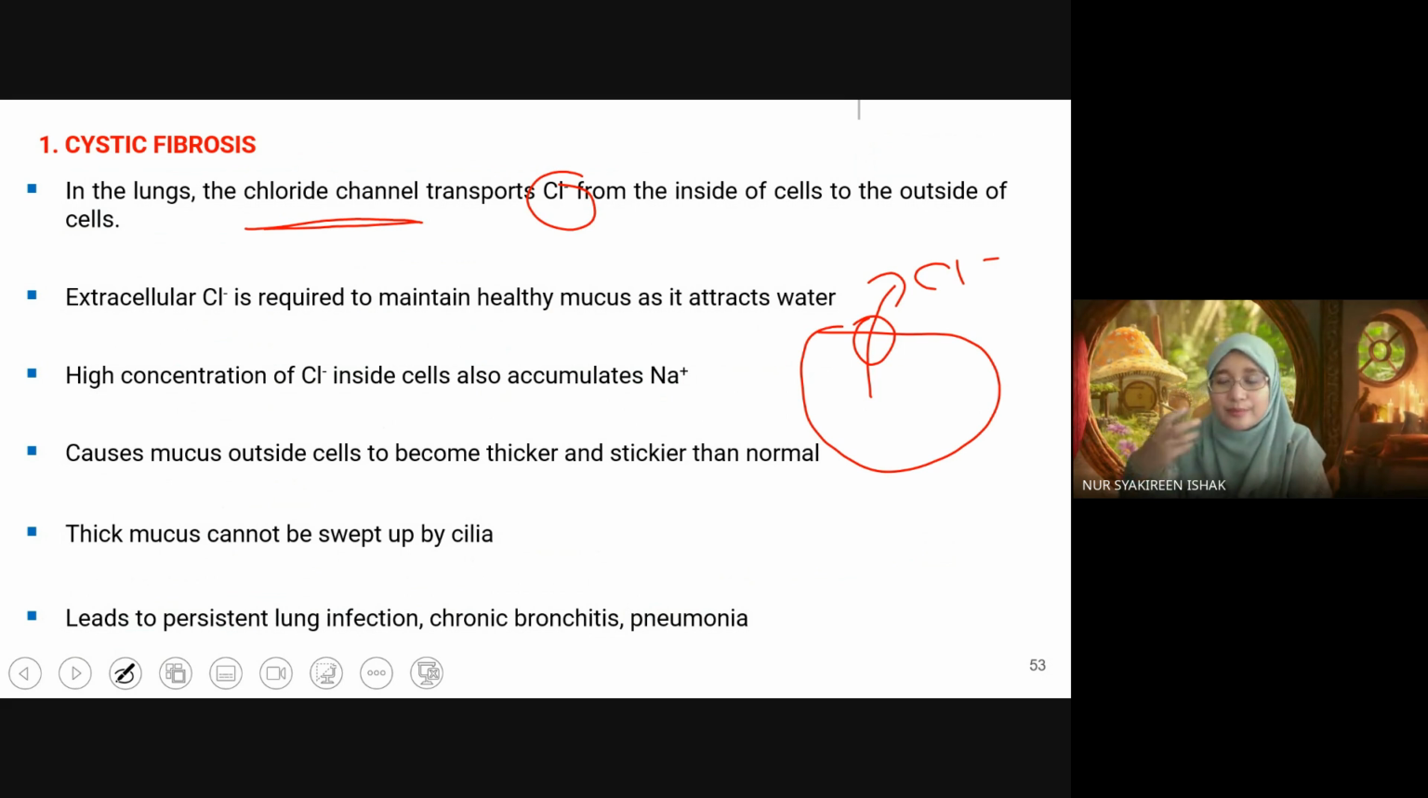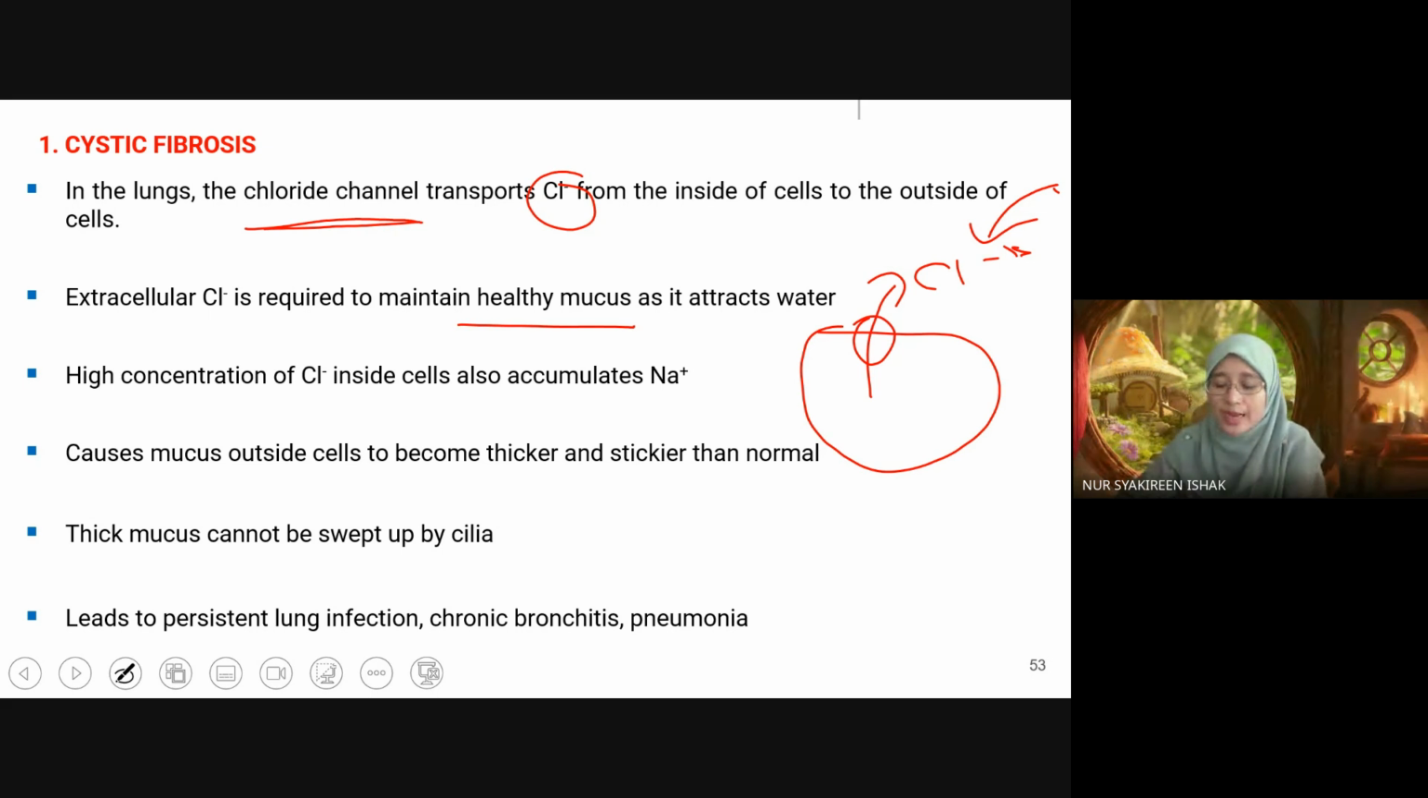Okay, so you have to have chloride ion outside. Extracellular chloride ion is required to maintain healthy mucus as it attracts water. So the presence of chloride ion will attract water, causing the mucus production not to be so thick.